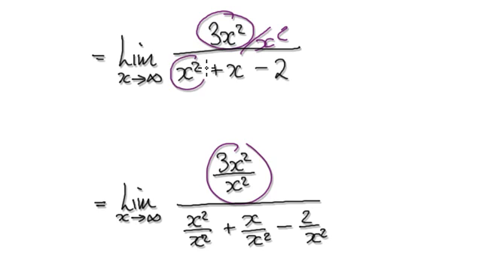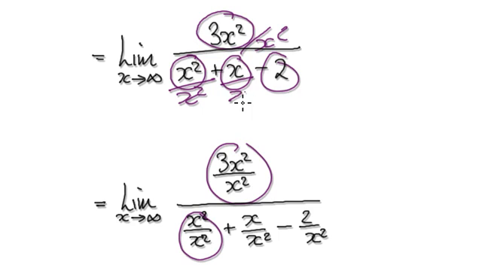Imagine this as being one thing divided by x squared. That will then give you this. Let's just imagine this thing as one thing. Divide everything by x squared. So that will then give you this. Divide everything by x squared. That will then give you this.